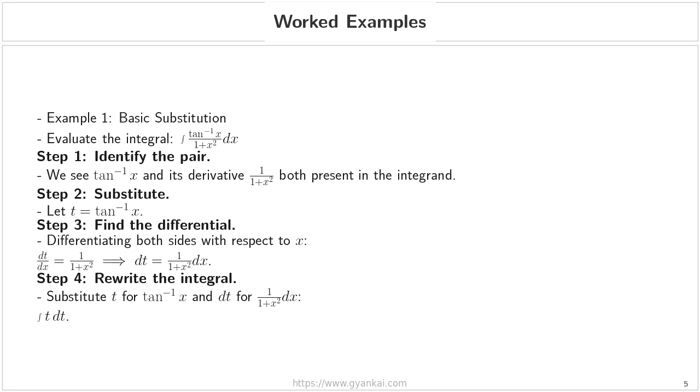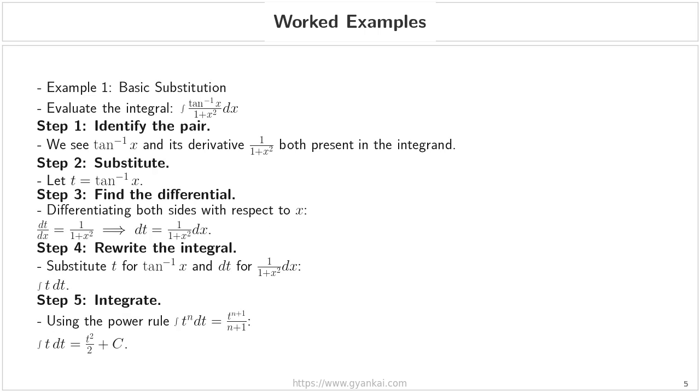Now we can rewrite our original integral in terms of t and dt. Instead of arctan x, we write t, and instead of 1 divided by 1 plus x squared dx, we write dt. This transforms our integral into a much simpler form, the integral of t dt.